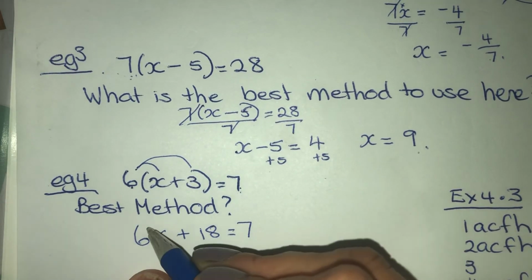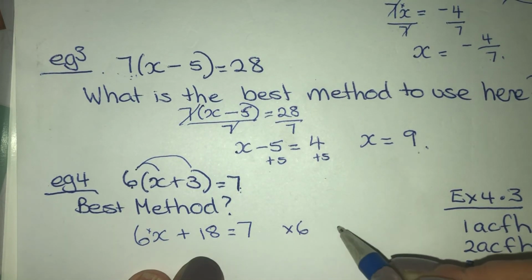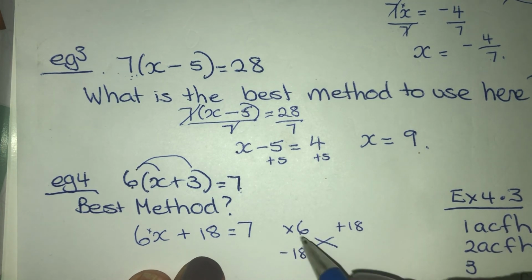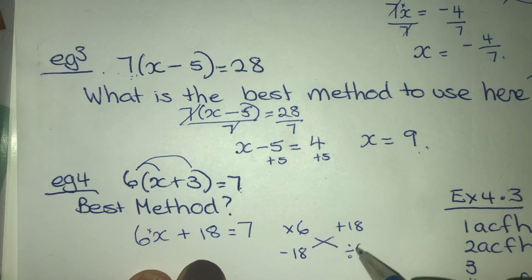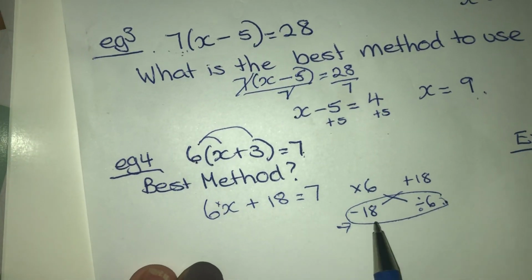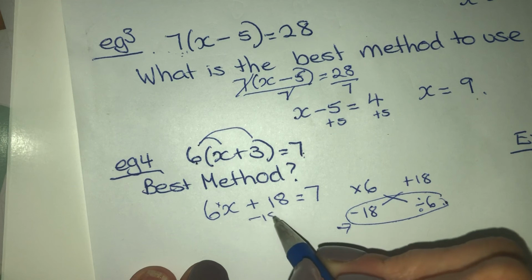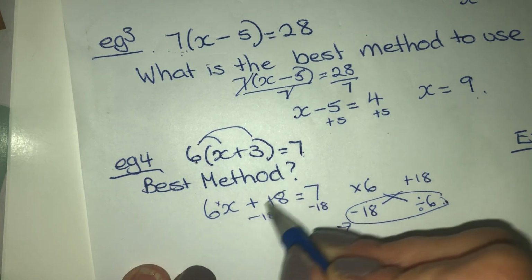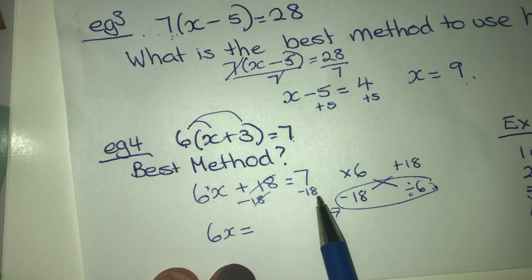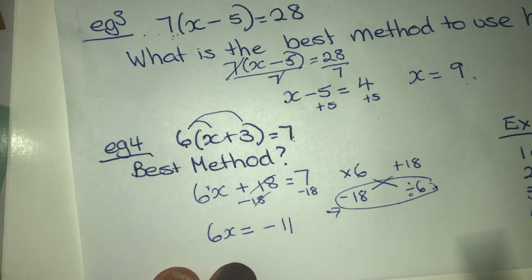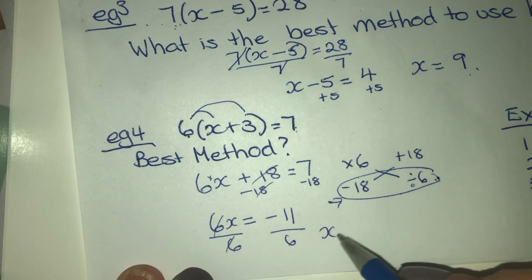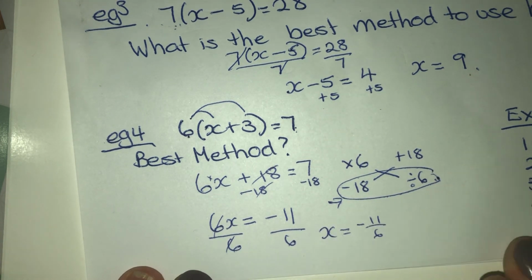Okay, what have we done? First, we have multiplied by 6, and then we have added 18. The opposite of that is minus 18. The opposite of times 6 is divided by 6. We are going to work across from left to right. First thing we do is subtract 18. Okay, then we have 6x equals 7 minus 18 is minus 11. And the last thing we have to do is divide both sides by our 6. So your answer is x equals negative 11 over 6.